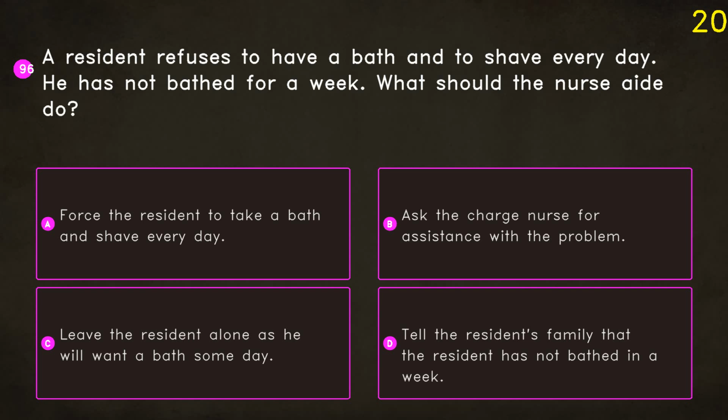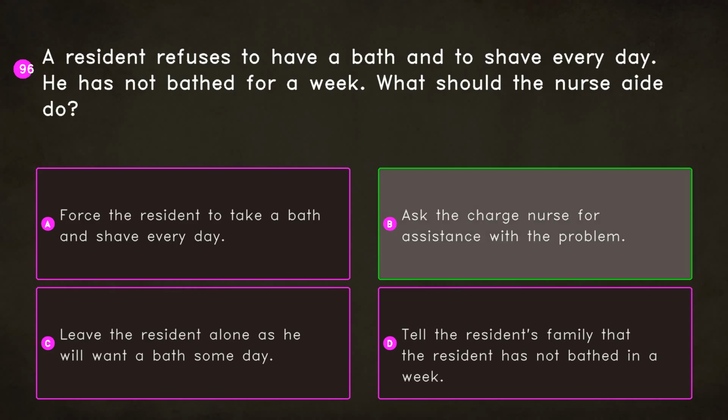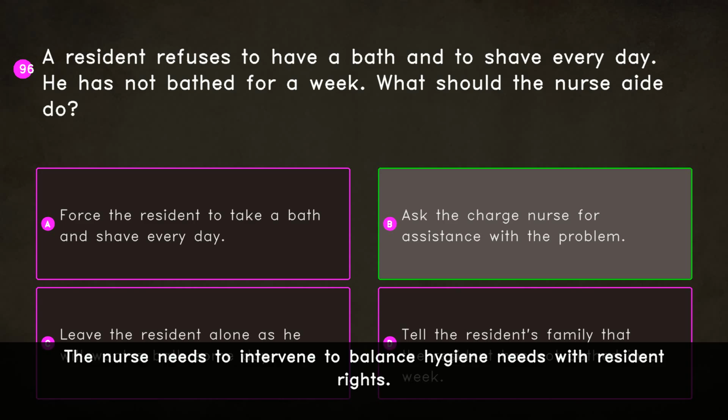Question 96. A resident refuses to have a bath and to shave every day. He has not bathed for a week. What should the nurse aide do? A. Force the resident to take a bath and shave every day. B. Ask the charge nurse for assistance with the problem. C. Leave the resident alone as he will want a bath someday. D. Tell the resident's family that the resident has not bathed in a week. The correct answer is ask the charge nurse for assistance with the problem. The nurse needs to intervene to balance hygiene needs with resident rights.